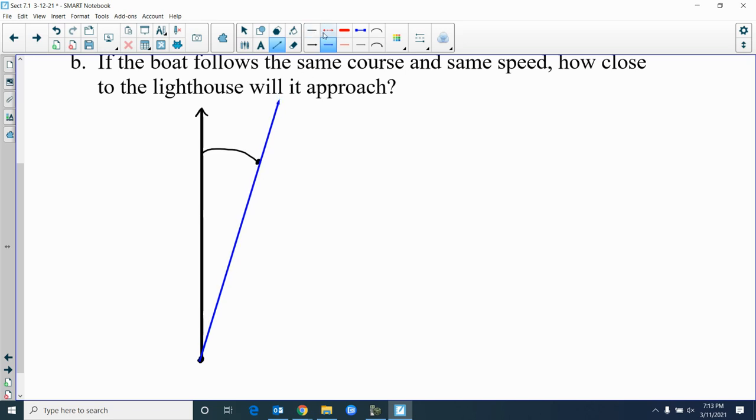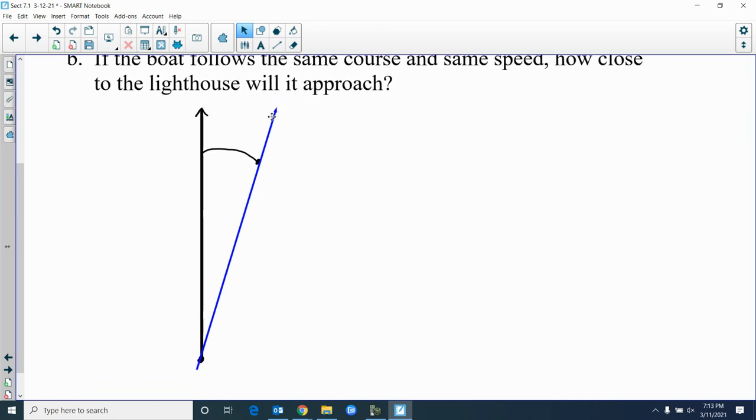Okay, that right there. Let me move this back. There we go. This angle right here is 10 degrees, and let's say this is the lighthouse. I'm going to erase this part right there. There's your lighthouse. Now the boat is going to travel north along this line.